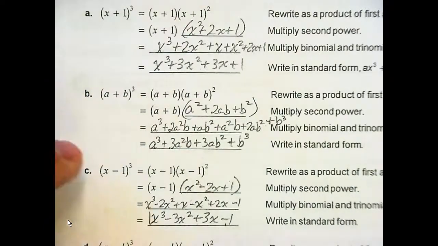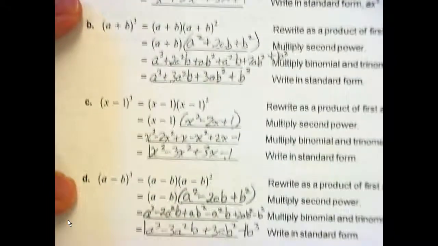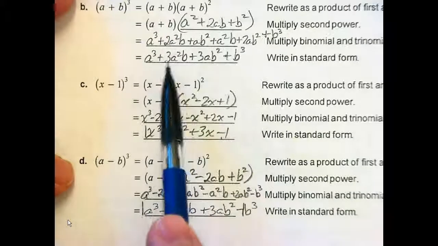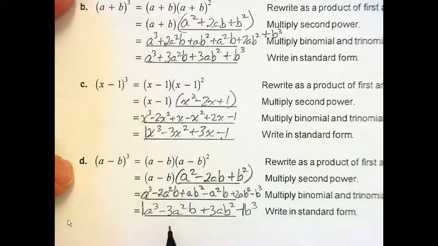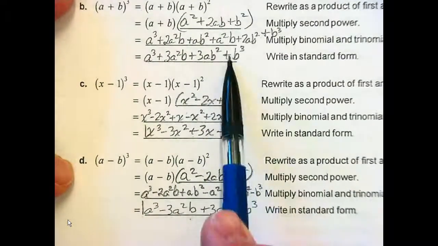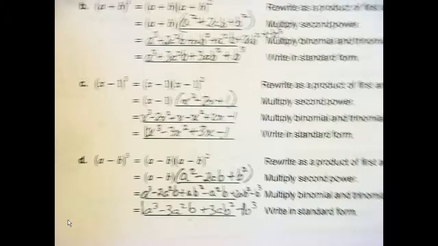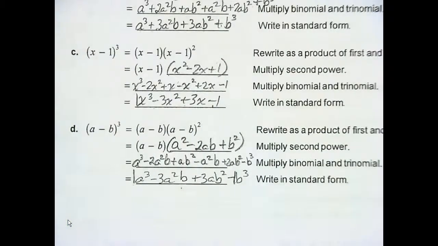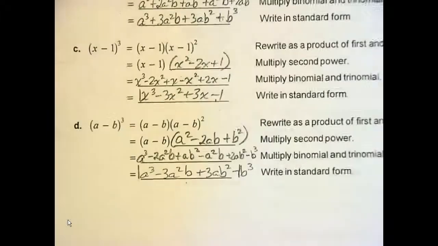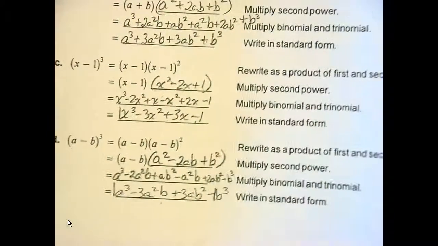And the same thing between B and D. Okay, your signs have changed. Plus 3a squared b, you have minus 3a squared b. Plus b cubed, minus b cubed. Okay? Once again, I have those numbers out in front there. That's what you're going to focus in on now when you move on to exploration number 2.